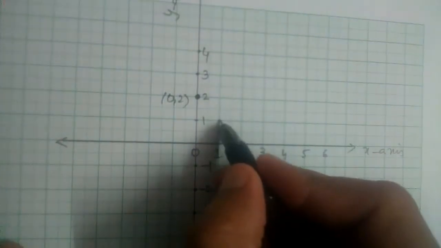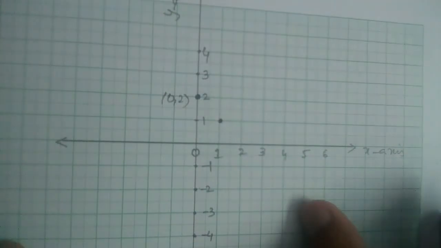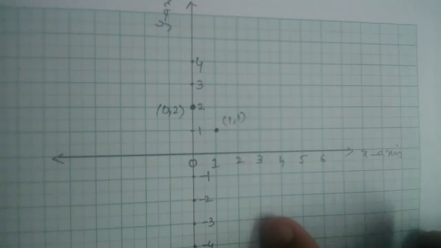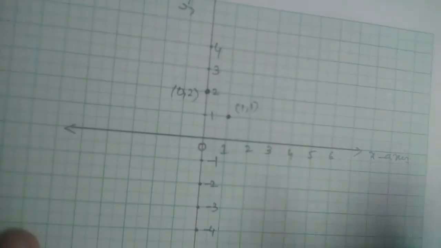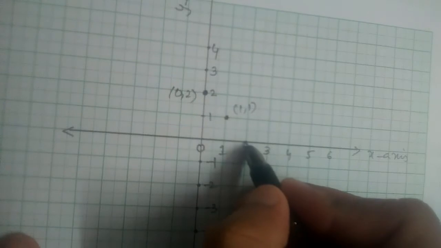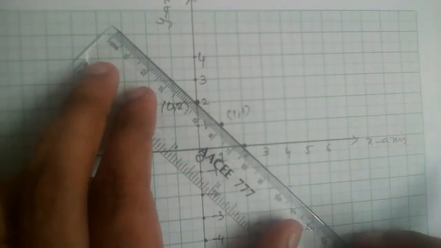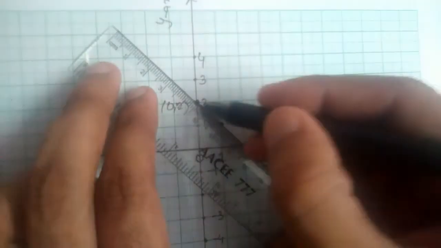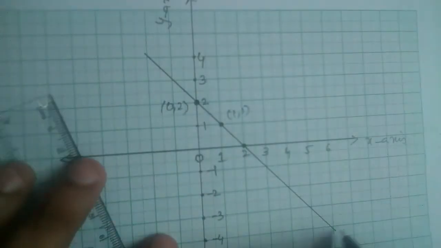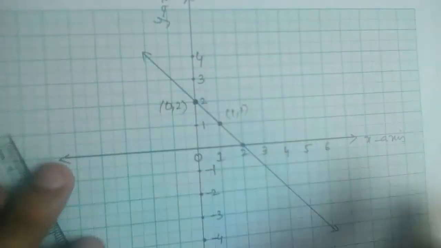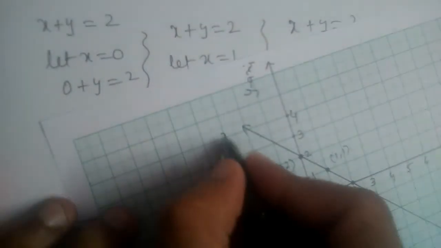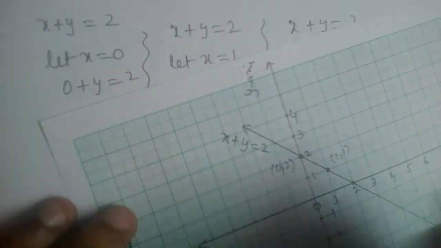Next point (1, 1). So x is 1, y is also 1. Okay. This is the point (1, 1). Third point (2, 0). So x = 2 and y = 0 is this one, right? Okay. So let us take a scale and join these 3 points and extend the straight line, right? This is our straight line. What is the equation of this? This is x + y = 2.